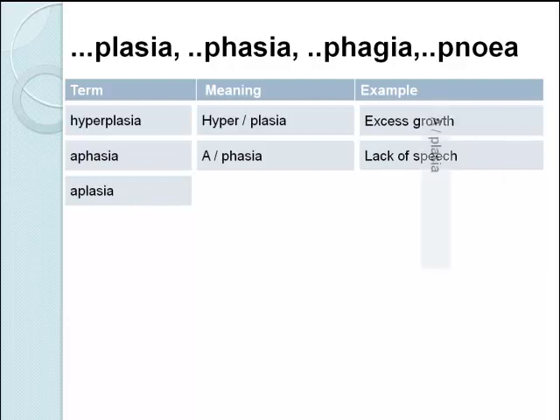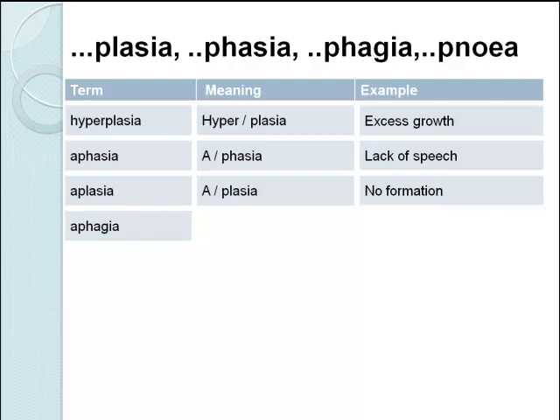Aplasia, let's break it down. A is no or without, and plasia is our formation or growth. So it's no formation, no growth. Aphagia. Think G for gulping down your food. Phagia was swallowing. So aphagia is inability to swallow. Rather than saying no swallowing, doesn't sound quite right. Inability to swallow.